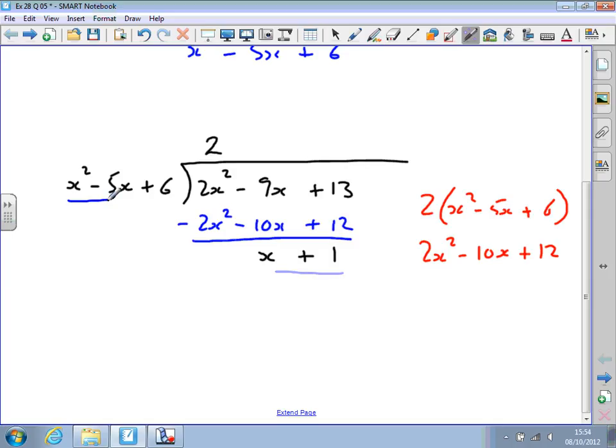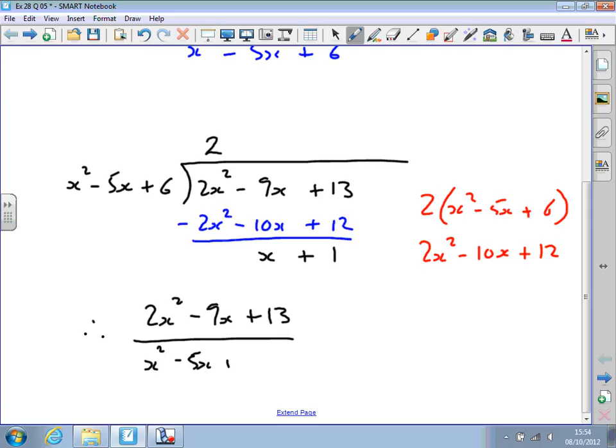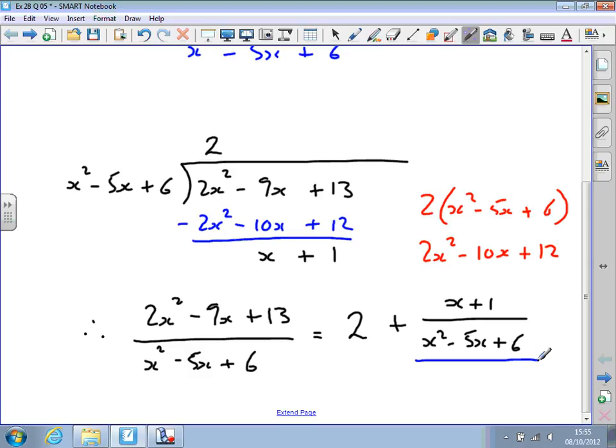So we finish off by saying that 2x squared minus 9x plus 13 over x squared minus 5x plus 6 equals 2 plus the remainder, which is x plus 1 over x squared minus 5x plus 6. And it's this part here that we now need to go on and use partial fractions to separate out. And when we get to our final answer at the end, we mustn't forget that it includes this whole number 2 at the beginning.